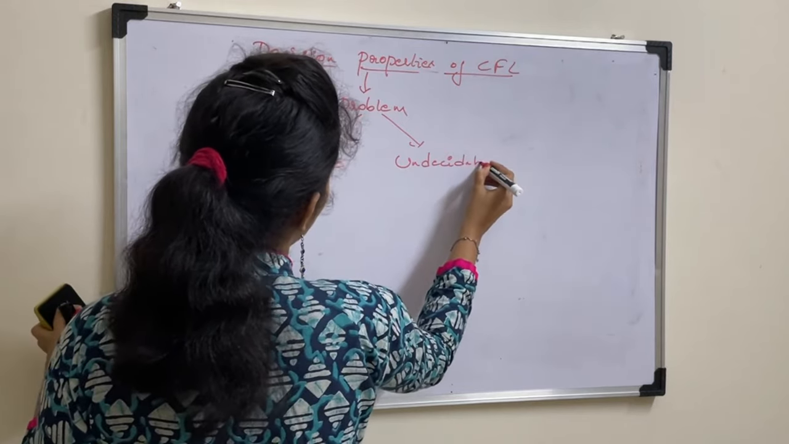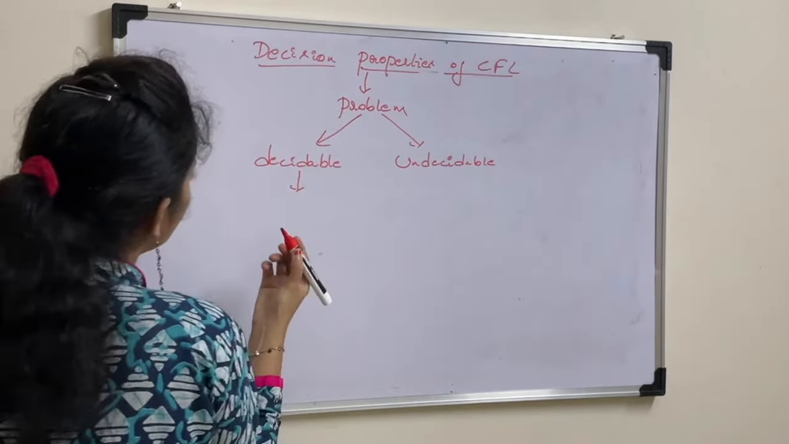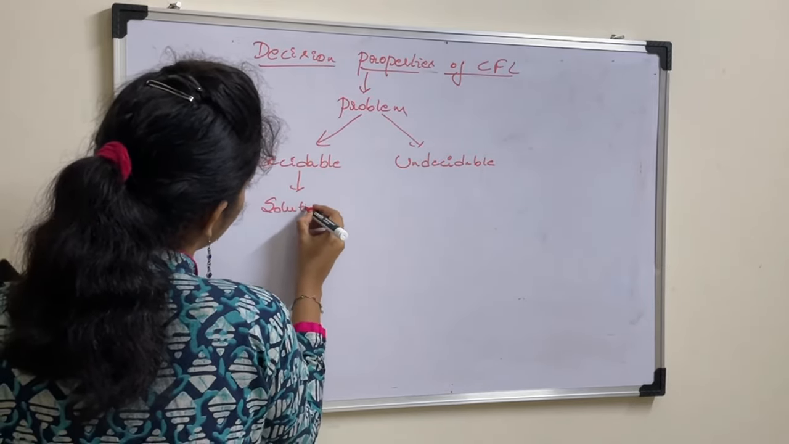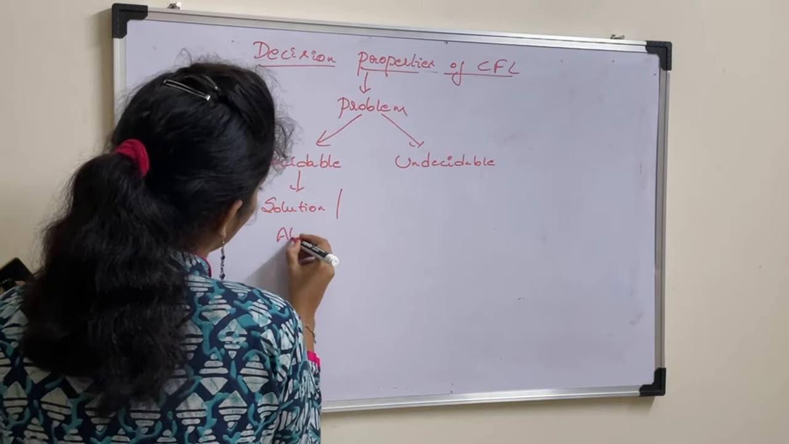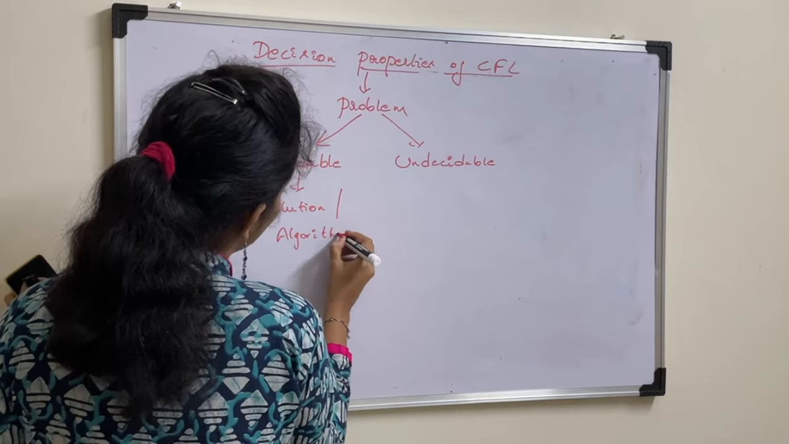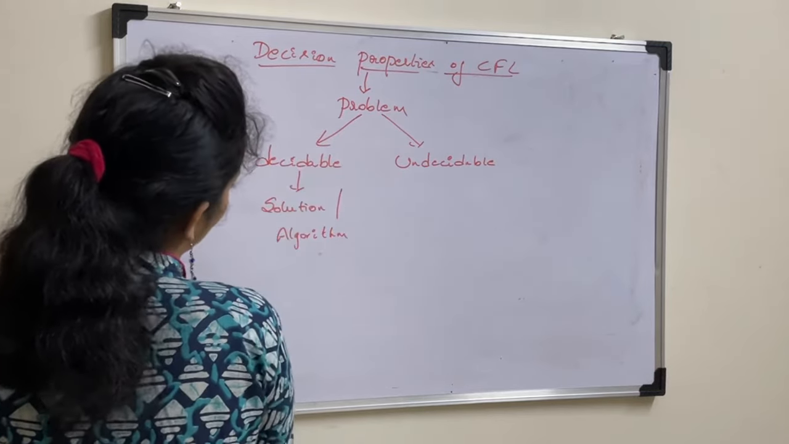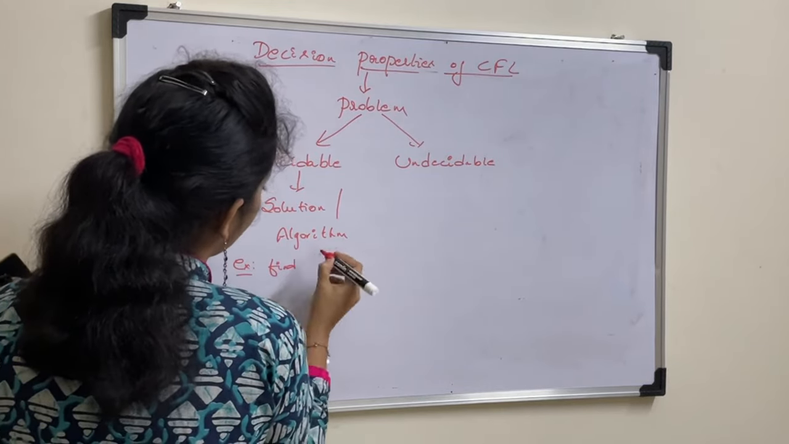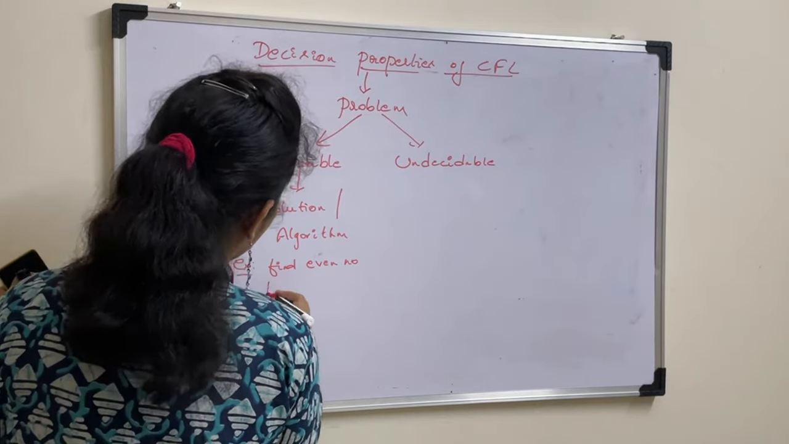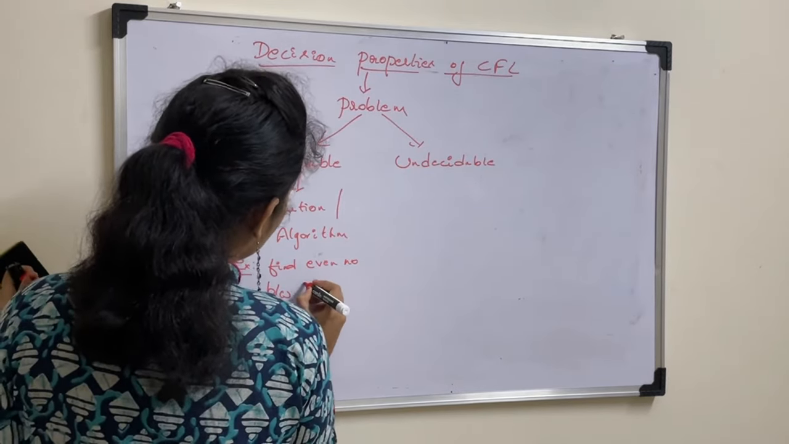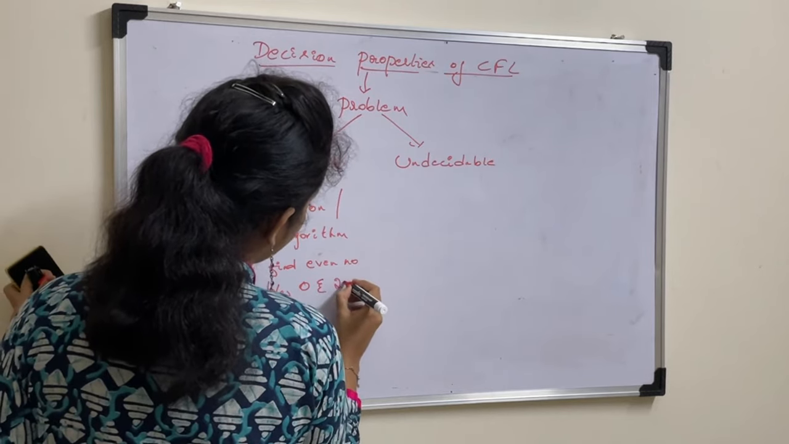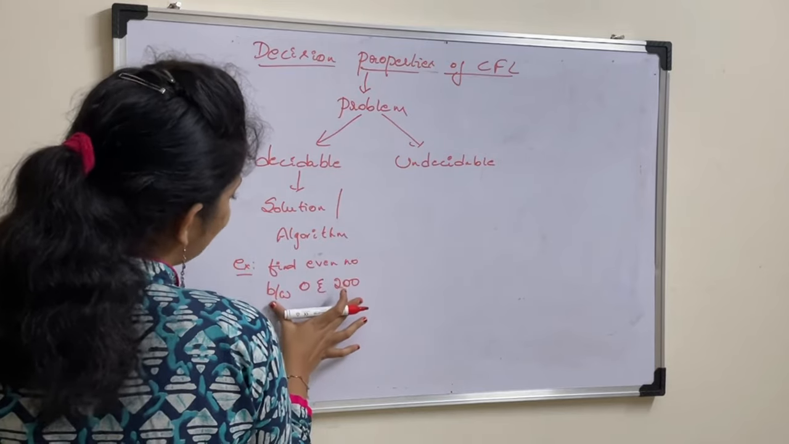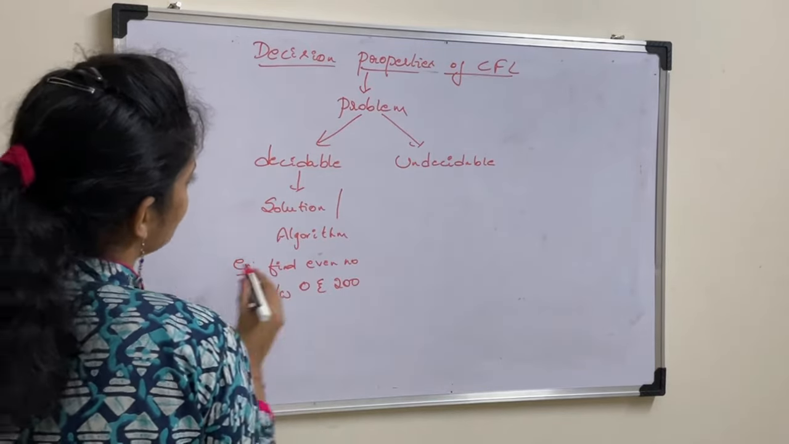So when can we say that a problem is decidable? If we are able to find a solution, or construct an algorithm for the problem, we say that it is a decidable problem. For example, if I ask you to find even numbers between 0 and 200, you can write an algorithm for this, right? So these types of problems come under decidable problems.